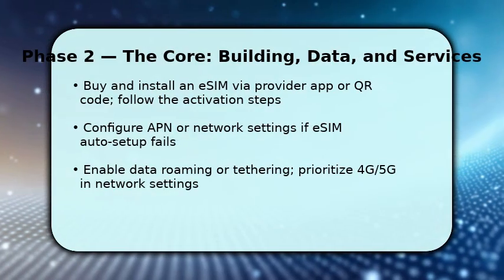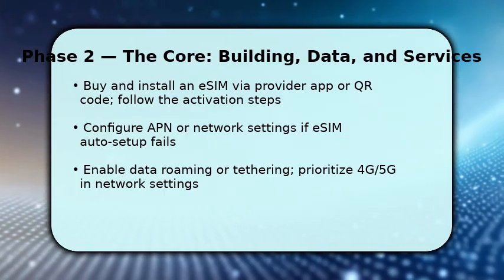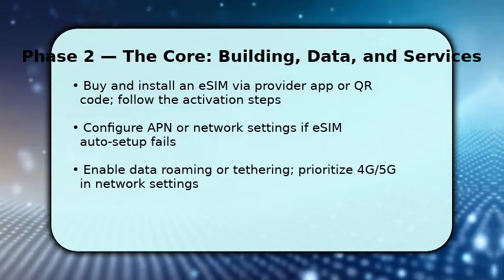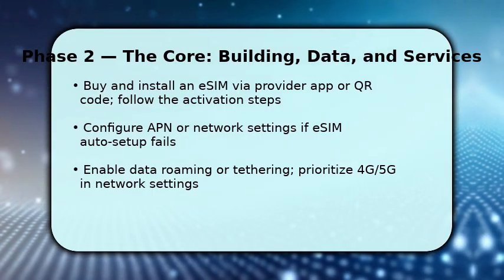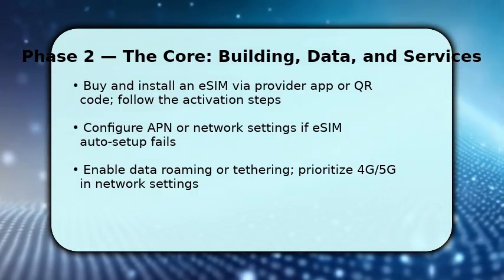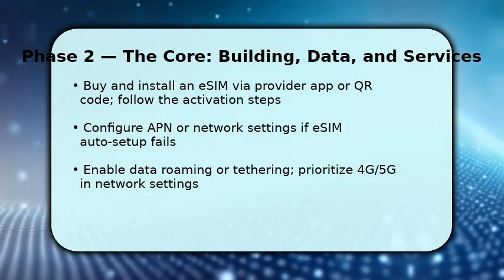You buy an eSIM or temporary data package through a provider app or QR code. Scan and accept permissions because the device writes a virtual profile that behaves like a SIM. Once installed, open network settings to verify the APN and enable data.